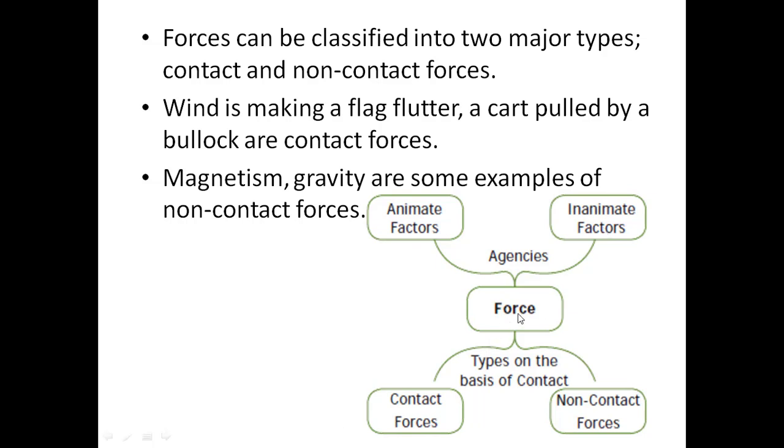Force can be exerted by means of two factors, which are called agencies. For a force to be applied, there are two types of agencies. The first one is animate factors, the second one is inanimate factors. Types on the basis of contact: there are two types, one is contact forces, and the other is non-contact forces.